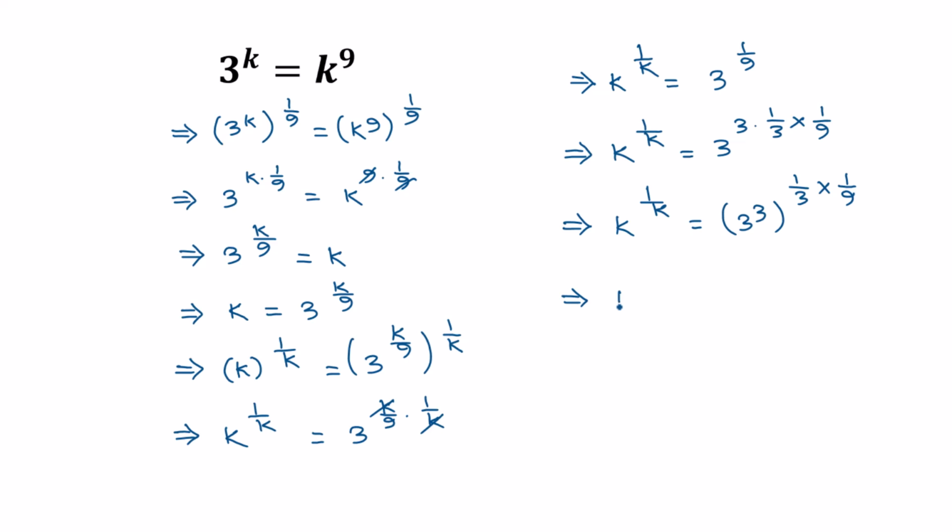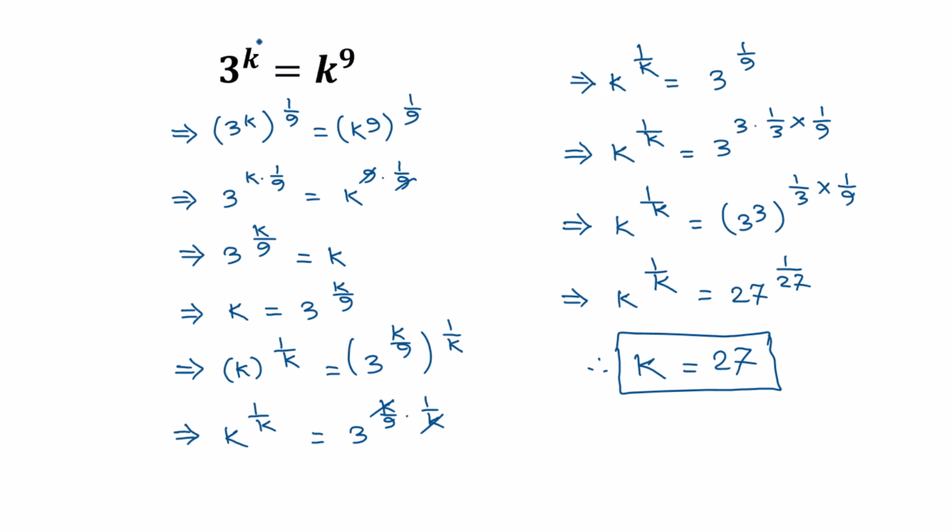Or the left side k to the power of 1 over k is equal to 3 to the power 3, which is 27, whole to the power of 1 times 1 is 1 over 3 times 9 is 27. So the left side k to the power 1 over k is equal to the right side 27 to the power of 1 over 27. Now comparing both sides, we can write the value of k is equal to 27, and this is the solution of our given equation.